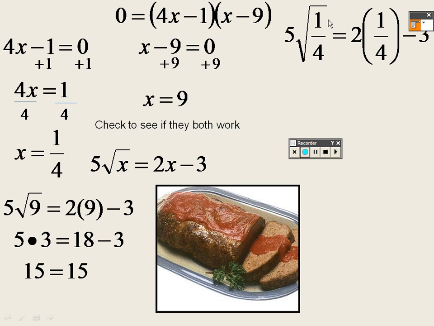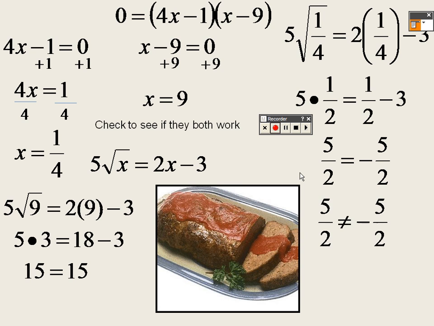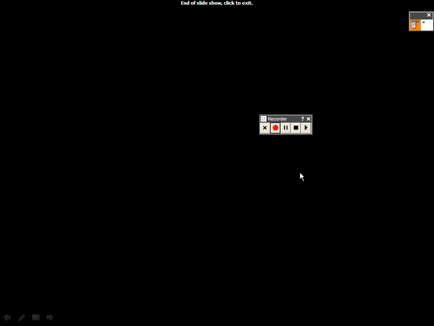Plug in a fourth. That gives me 1/2, right? Because square root of 4 is 2. Square root of 1 is 1. 5 times a half is 5 halves. On the other side, I end up with a half minus 3. So I got a positive 1 and a negative 1. They aren't the same, so they do not work. So 9 is the only answer that actually works.